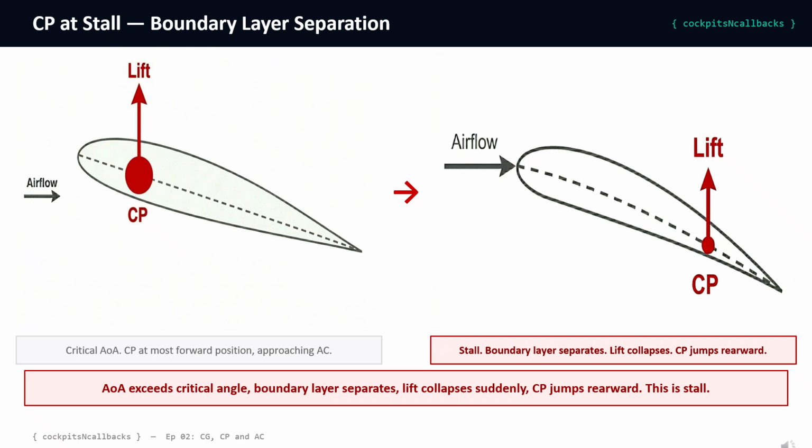That rearward jump shifts the entire force balance of the aircraft in a moment, pitching the nose in a way that makes recovery harder if the pilot does not respond immediately. That is stall. Not a gradual process, but an instant event.